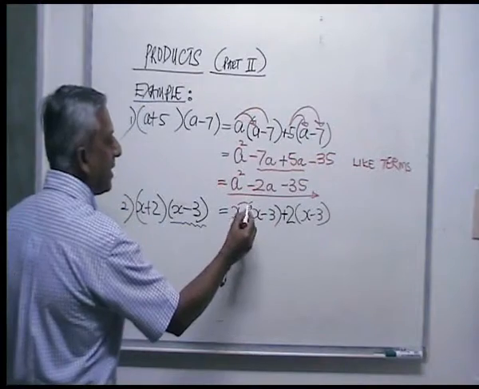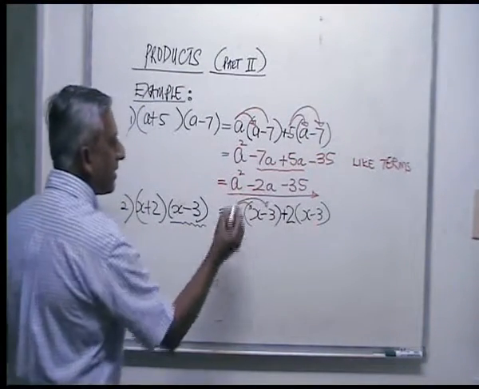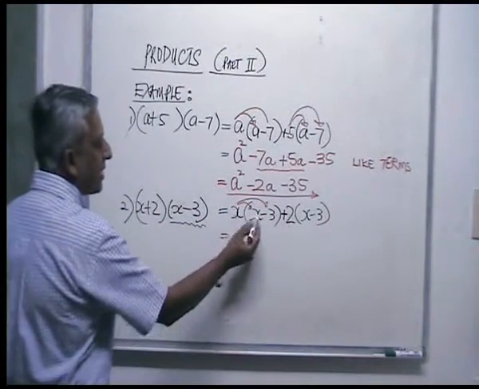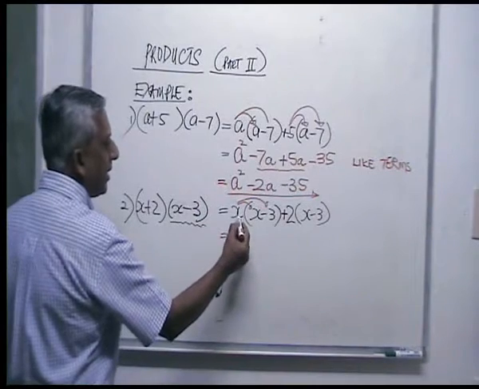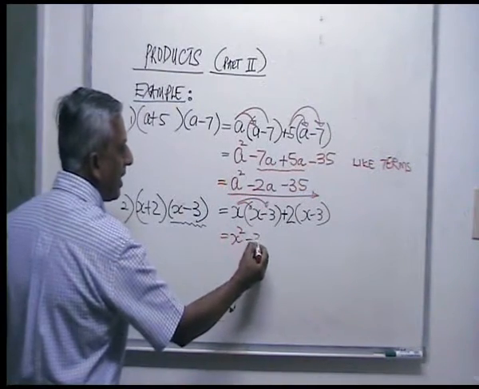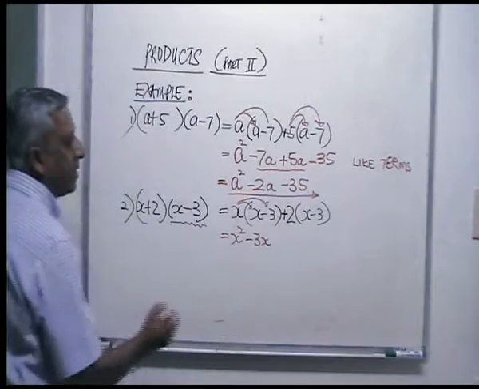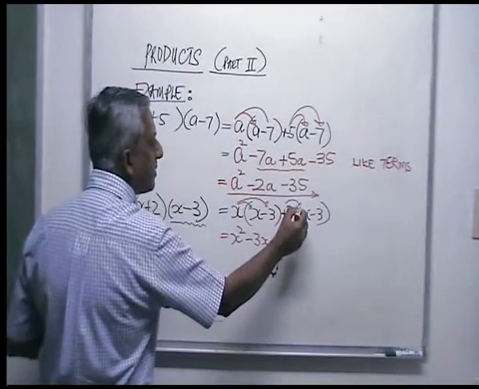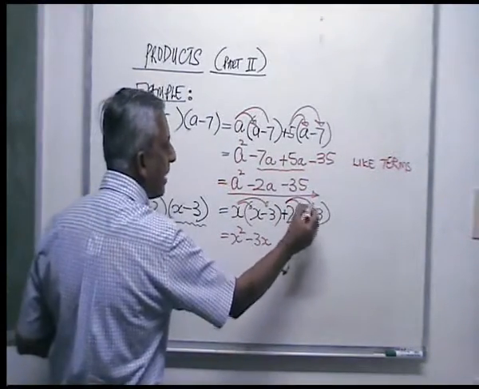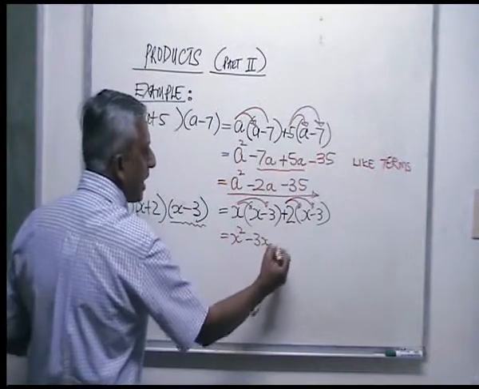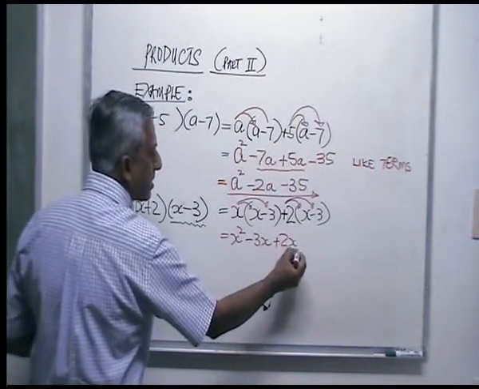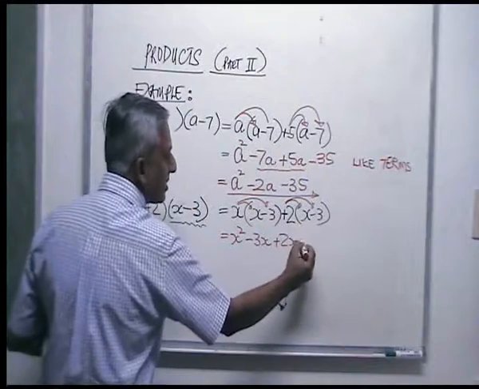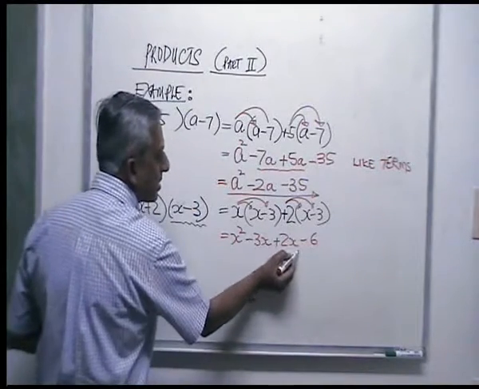You're going to multiply that, and you're going to multiply that and that. Now, when you multiply x times x, you get x squared. X times minus 3 gives you minus 3x. Now you're multiplying 2 times x and then 2 times minus 3. Plus 2 times x gives you plus 2x. Plus 2 times minus 3 gives you minus 6.